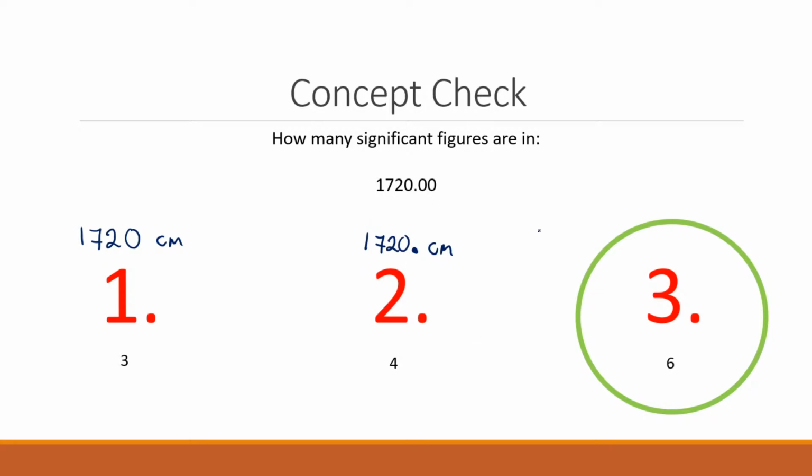And then here with the actual number we have, it's an even more precise measurement. I measured the 1,000, the 700, the 20. There's 0 singles, 0 tenths, and 0 hundredths. All of these were measured. Because they were measured, they count as significant figures.